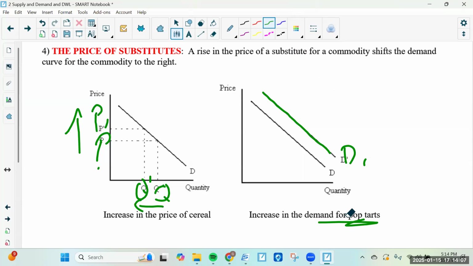So when the price of cereal went up over here on the left, you're going to buy less quantity of cereal. So that means you're going to buy something else. You get an increase in demand for Pop-Tarts. And I'm shifting that guy to the right. That's the price of a substitute.